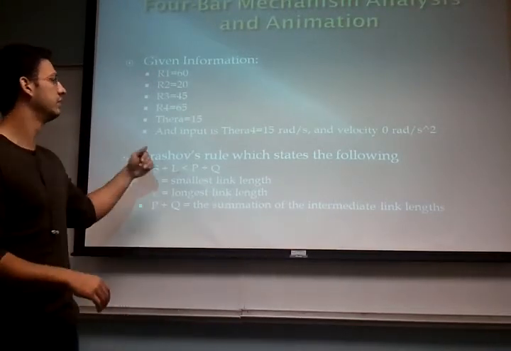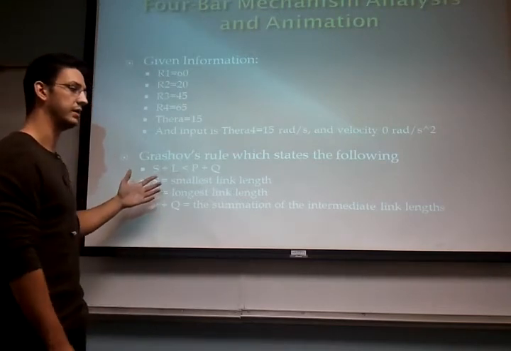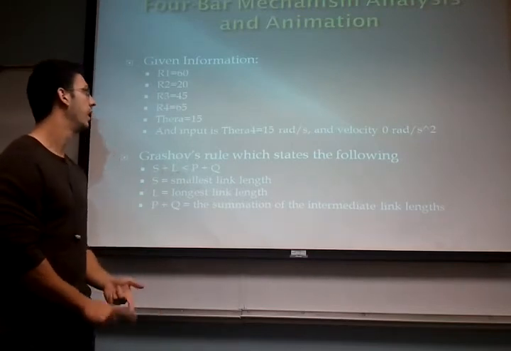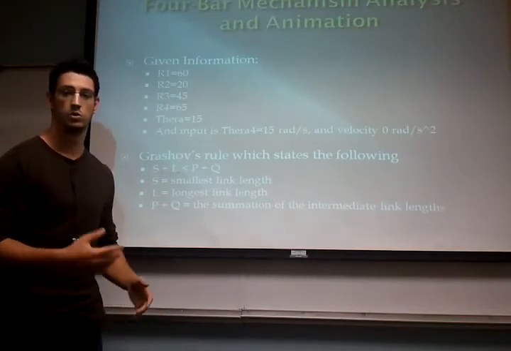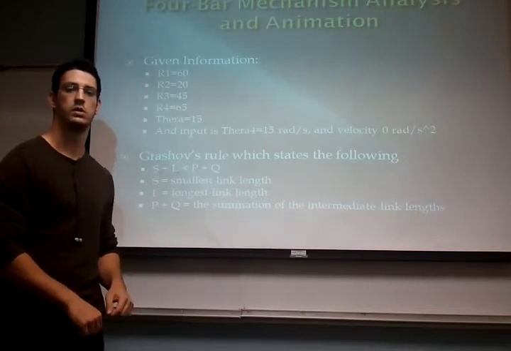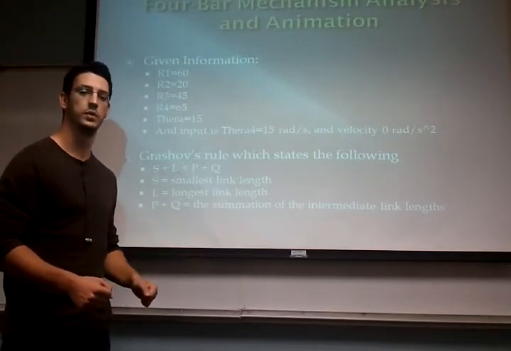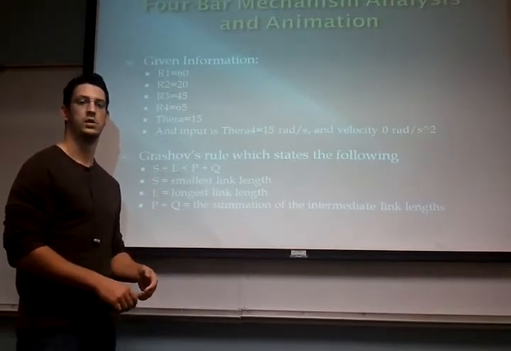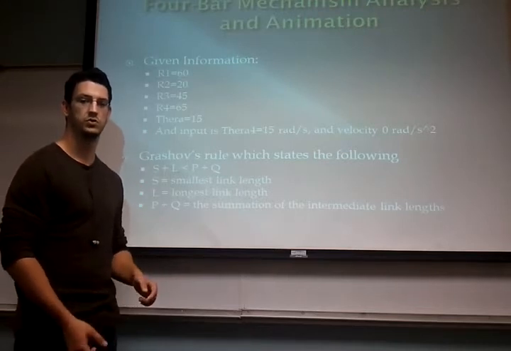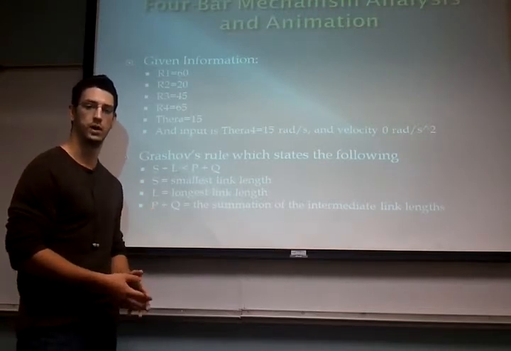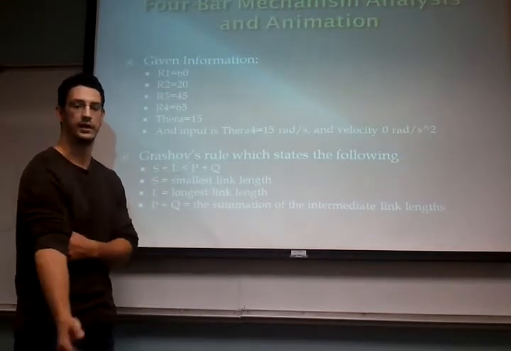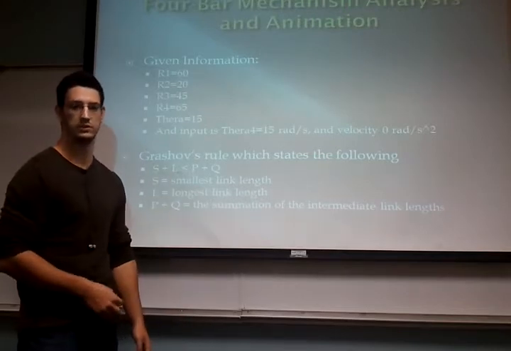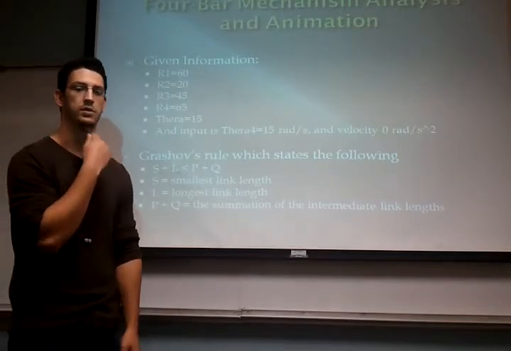So therefore, we were given a system of measurements. We were given R1, R2, R3, and R4. We were also given the values of theta 1. And we were told theta 4 will be the input. As a result, we will have to find out which are the theta 2 values and theta 3 values for different theta 4 values. We were told to analyze them every 1 degree throughout the whole 360 degrees motion of theta 4.